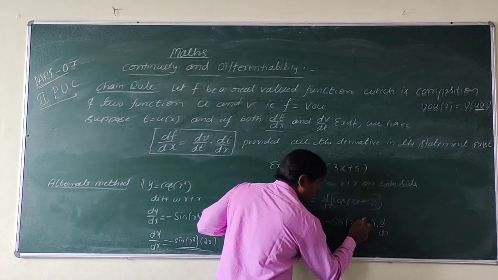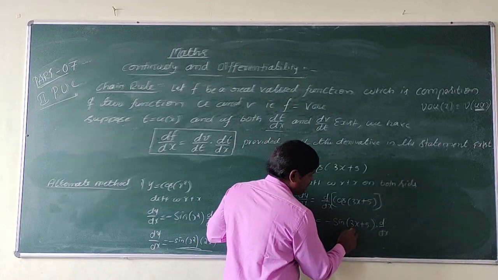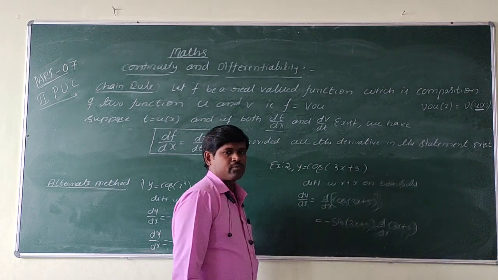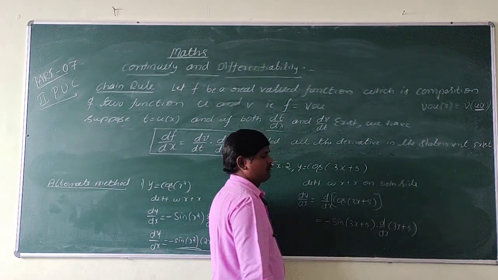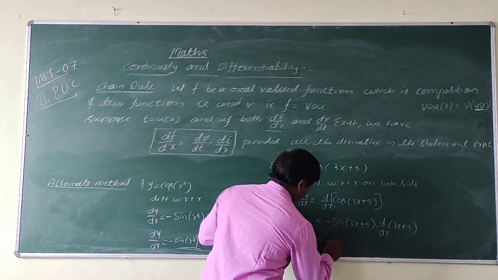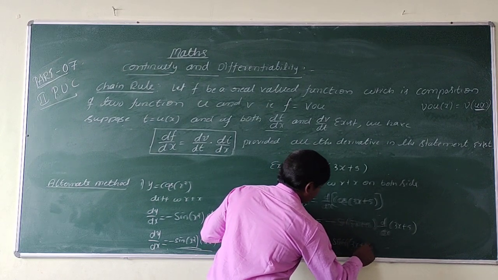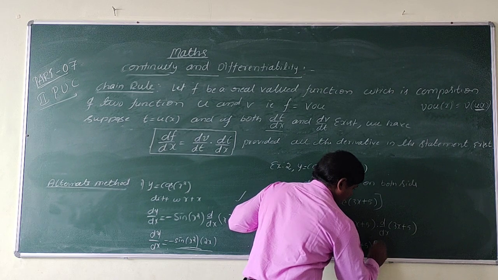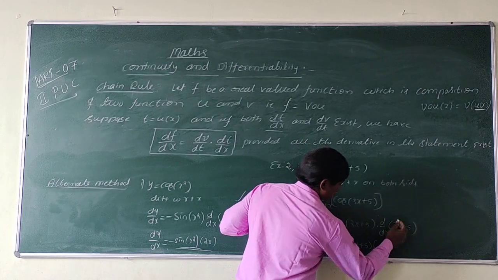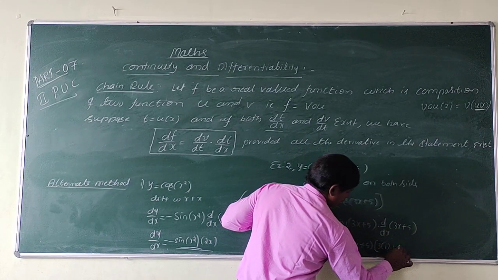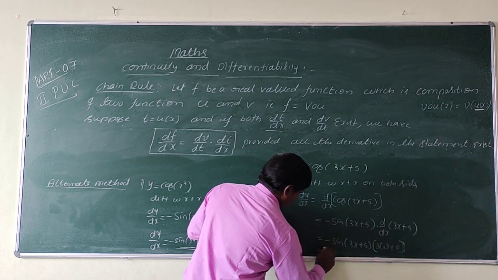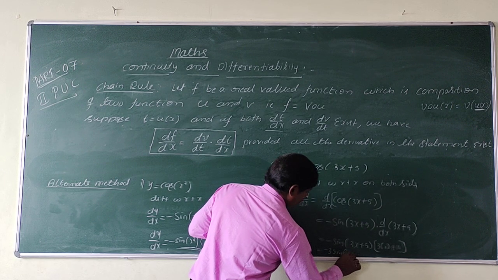Then there is one more term, that is the composition of the function, 3x plus 5, that is d by dx of 3x plus 5. Now again we are going to differentiate the term inside the bracket. So that is minus sin of 3x plus 5 into the differentiation of this term, which is already known, by the u plus v method. So 3 into 1 plus differentiation of 5 is 0. Therefore dy by dx is equal to minus 3 sin of 3x plus 5.